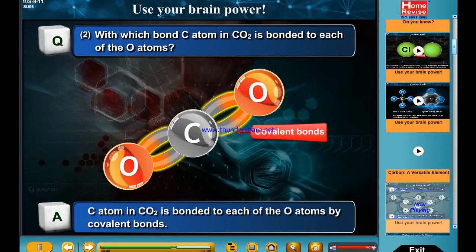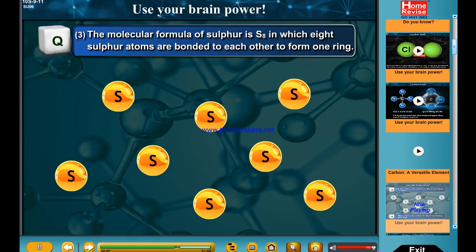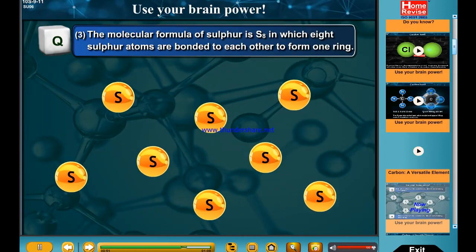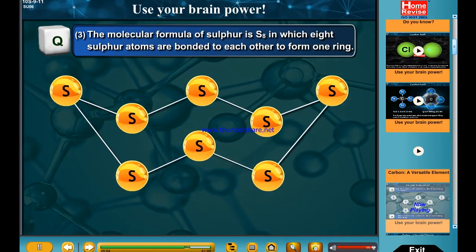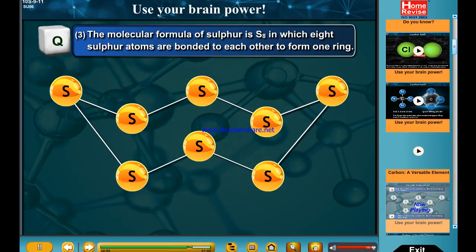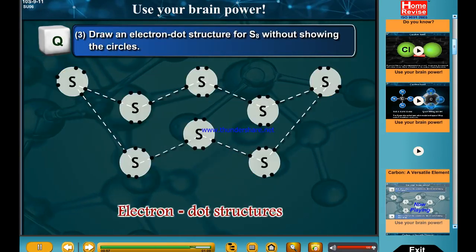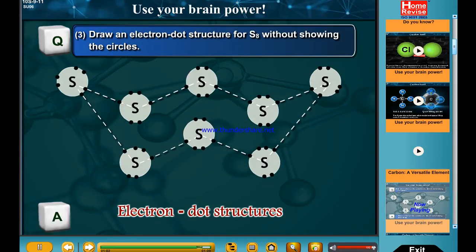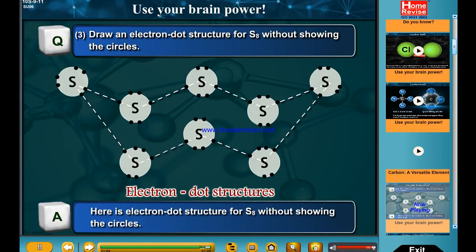3. The molecular formula of sulfur is S8, in which 8 sulfur atoms are bonded to each other to form one ring. Draw an electron dot structure for S8 without showing the circles. Here is the electron dot structure for S8 without showing the circles.